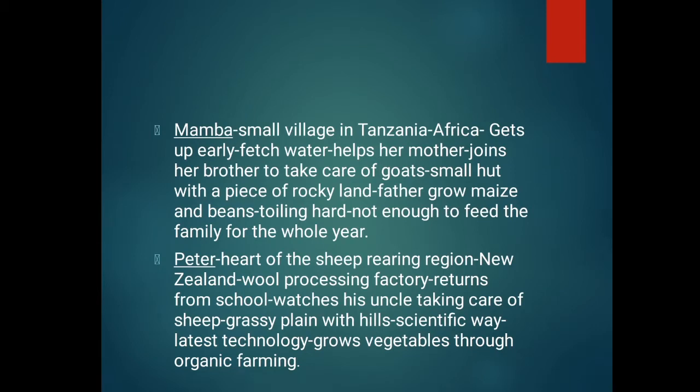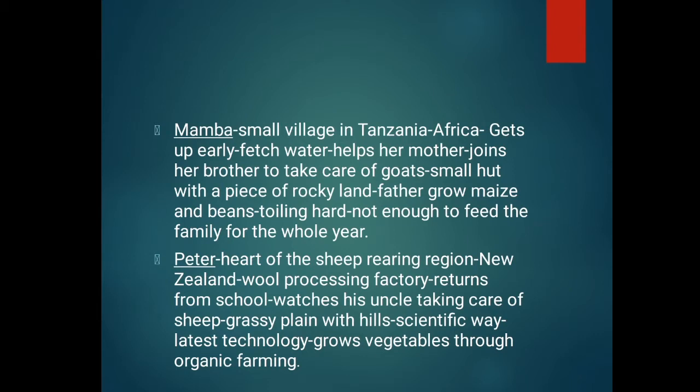After returning from school, Peter sits and watches his uncle taking care of the sheep. They are living in a grassy plain with hills. They use all scientific ways and the latest technologies. They also grow vegetables through organic farming. So from these two stories, we can understand that land, soil, water, wildlife and natural resources are not the same everywhere.